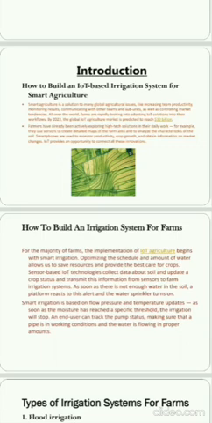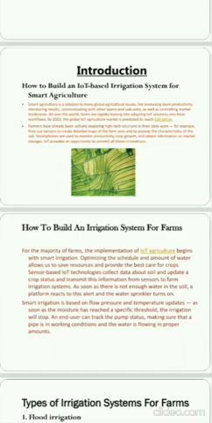Smart irrigation is based on flow, pressure and temperature updates. As soon as the moisture has reached a specific threshold, the irrigation will stop. An end user can track the pump status, making sure that a pipe is in working condition and the water is flowing in proper amounts.